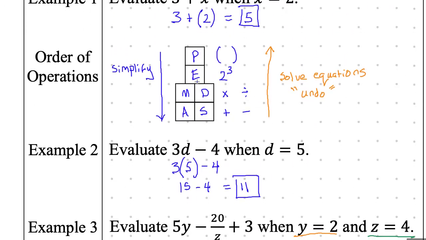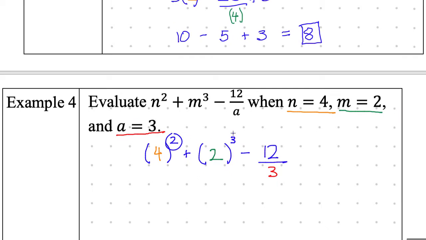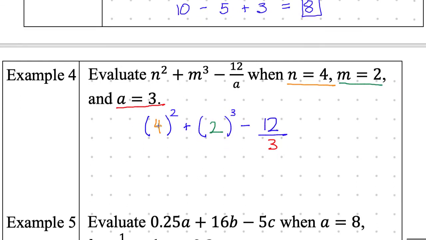Next, I go to E, exponent. Okay, well, there's an exponent here and here, so let's go ahead and simplify both of those. 4 to the power of 2 is the same thing as 4 times 4, which is 16. And then 2 to the power of 3 is the same thing as 2 times 2 times 2. 2 times 2 is 4, times 2 again is 8.